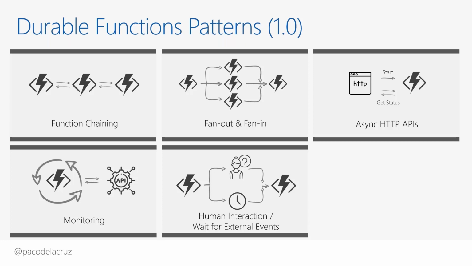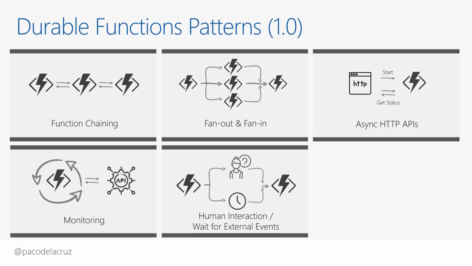We can also implement a monitoring pattern. So let's say you have an API or a resource that you want to monitor with an endless loop. So you can have an orchestration that checks the status of your external API every 5 minutes, for example. And then if there are some conditions, you need to do some logging or raise some alerts. So you can implement this with durable functions.